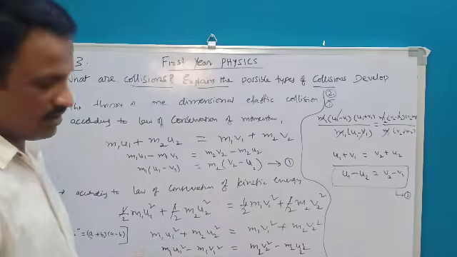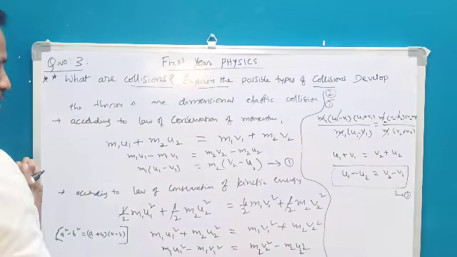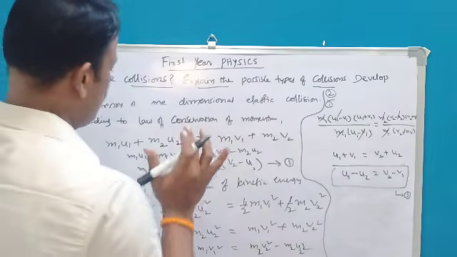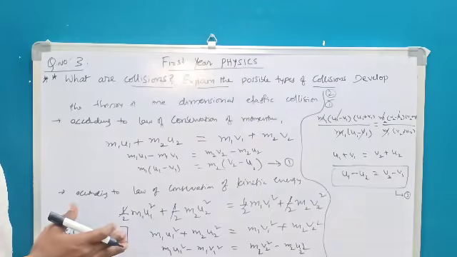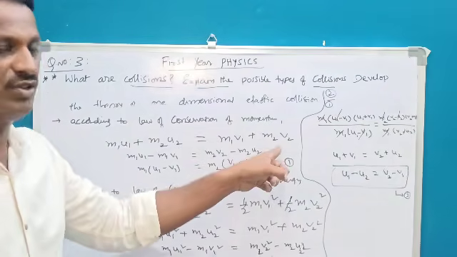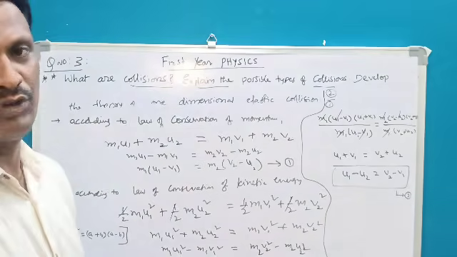I think till this point you might have understood, I hope. See, we are not doing any new thing. Simply we have taken, according to the law of conservation of momentum, the momentum of the system before collision is equal to after collision. So m1 u1 plus m2 u2 is equal to m1 v1 plus m2 v2.